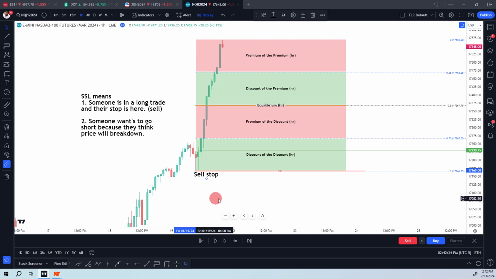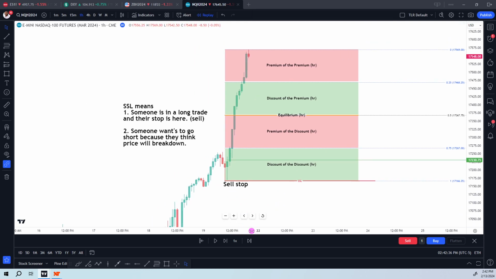All right, so now check this out. When you set your sell stop right there because you're not in a trade, how long do you got before you got to make a decision? By the end of the day, or the end of your 15 minutes, or the end of your 5 minutes?